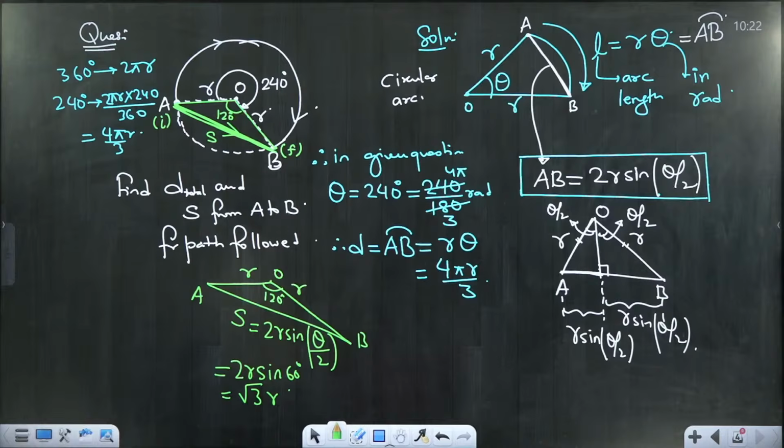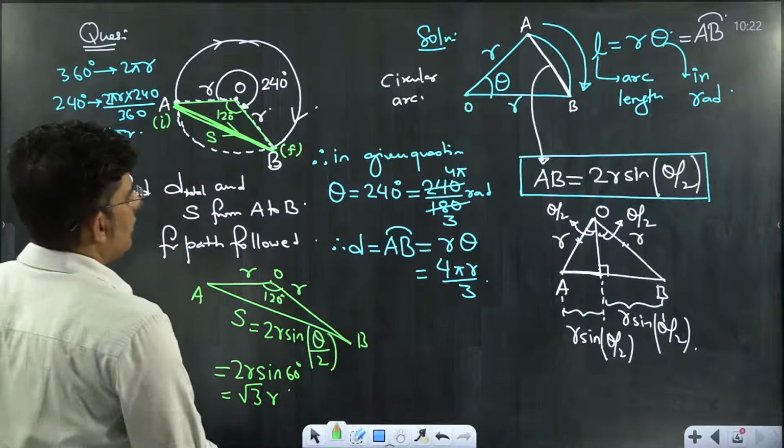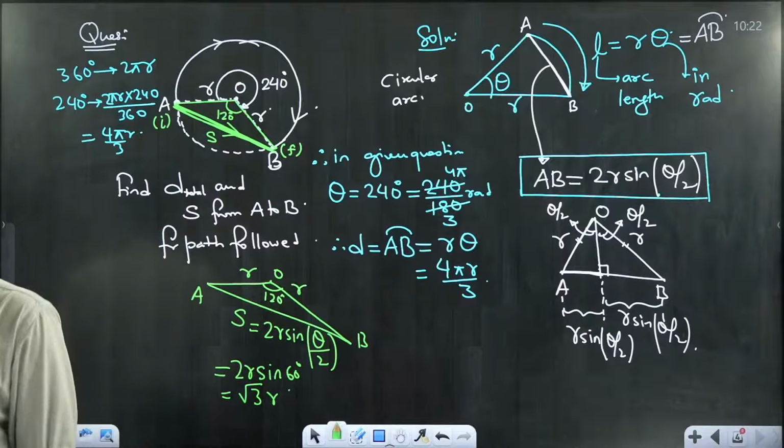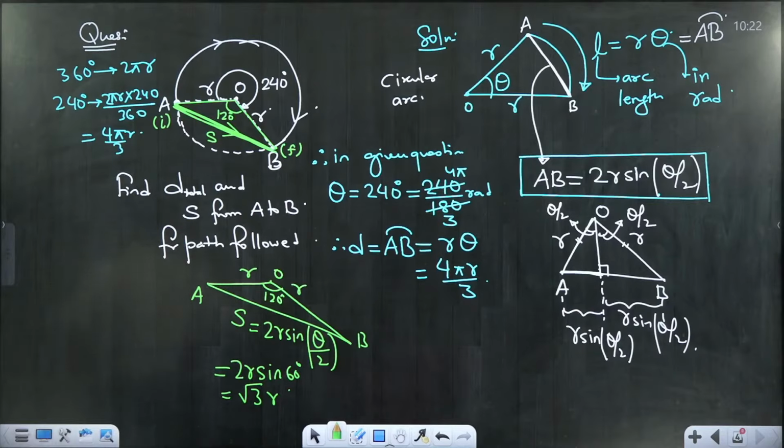Is it clear? Please check it fast. So distance and displacement, these two values we have calculated. I have written on the right hand side.